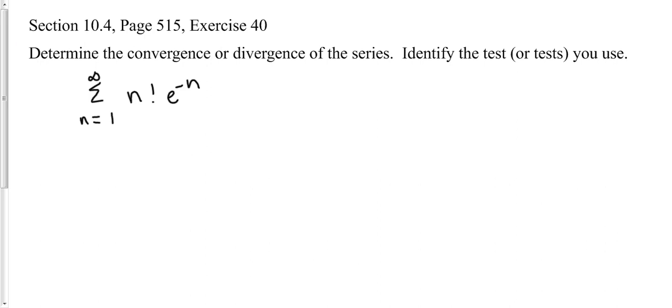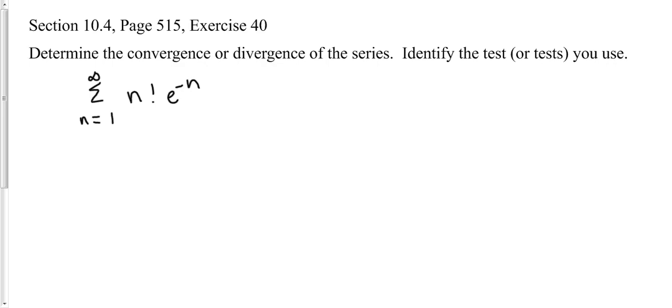Let's do section 10.4, page 515, exercise 40, which reads: determine the convergence or divergence of the series. Identify the test or tests you use. So for exercise 40, we have the series from n equals 1 to infinity of n factorial times e to the negative n. Now, I like to use the ratio test.